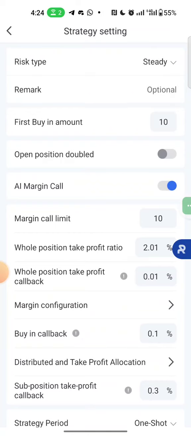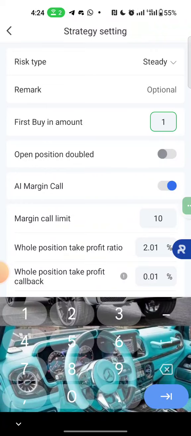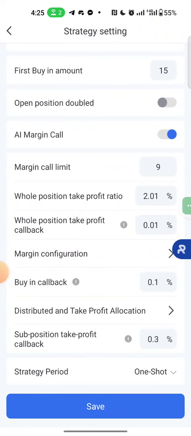So that is with $100. I can still use the same settings if I have $150, by changing my first buying amount from 10 to 15, which means 15 times 10 will be basically 150. So maybe it will take like 165, or I can make this 14, or I can make this 9, which basically means I've removed one margin call.